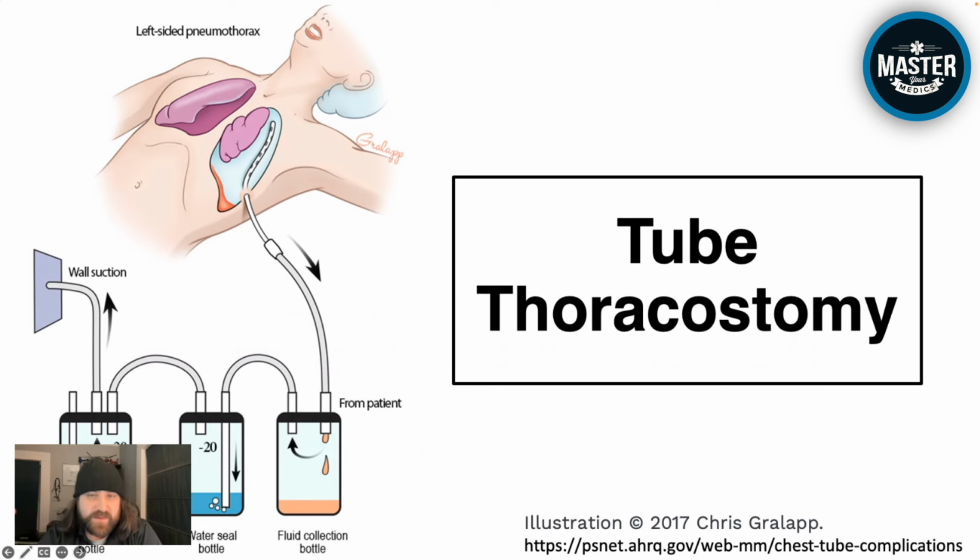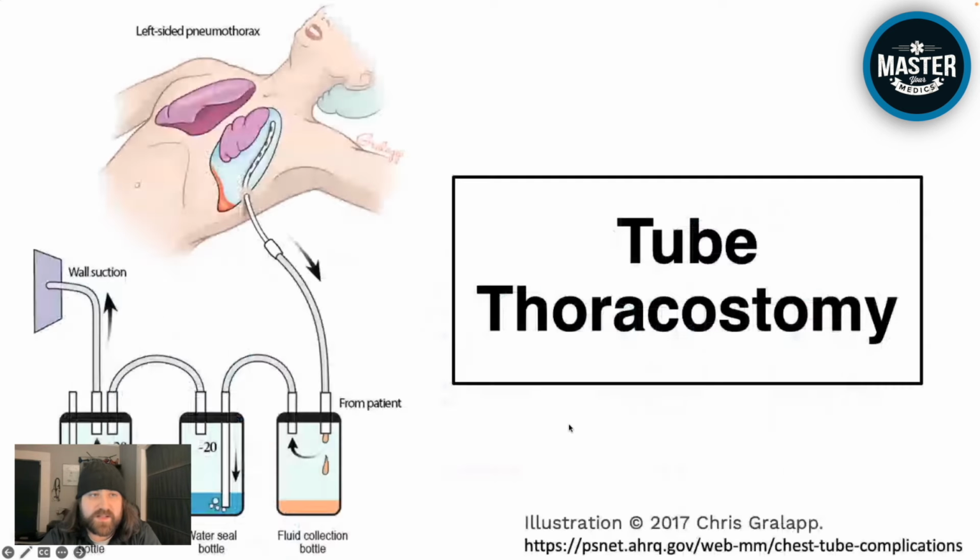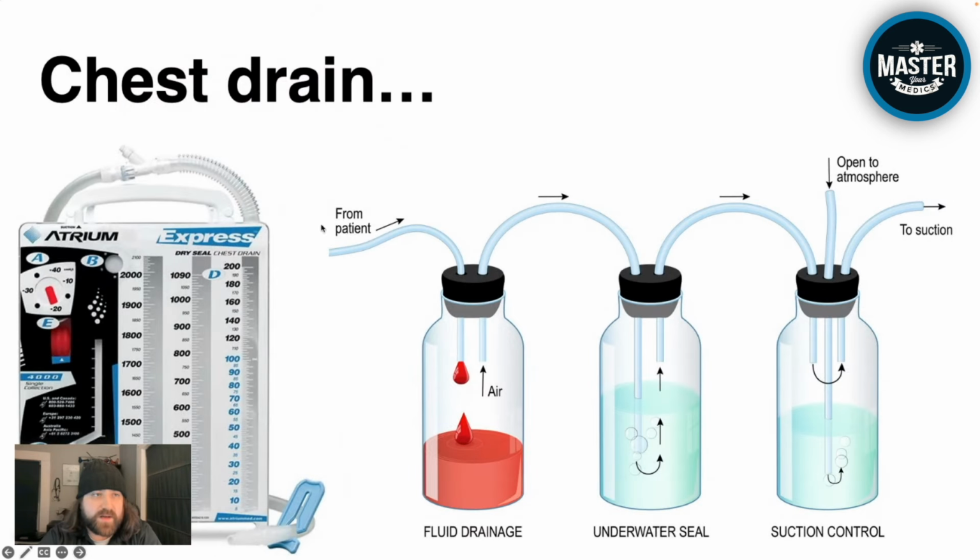And you can have tube thoracostomy as a chest tube, and that would generally connect to a chest drain. If you look at a chest drain, here is an Atrium, which is probably the most popular form of chest drain. This is a dry seal Atrium. There's not a liquid chamber here. It's like a little dry chamber here. Basically, all this is the three-bottle system, just in one unit. All it's doing is, here's the patient, you're pulling fluid, there's a water seal, and then a suction seal. And that's all it's really doing. You get fluid collection, water seal, suction control.